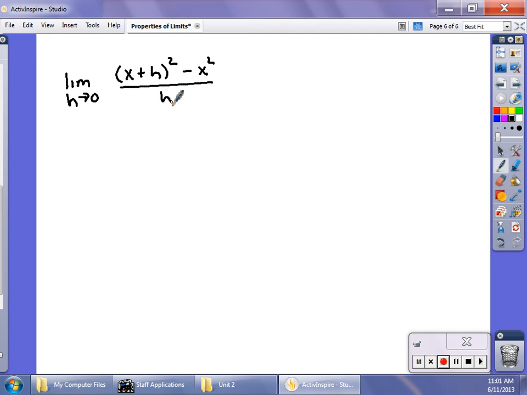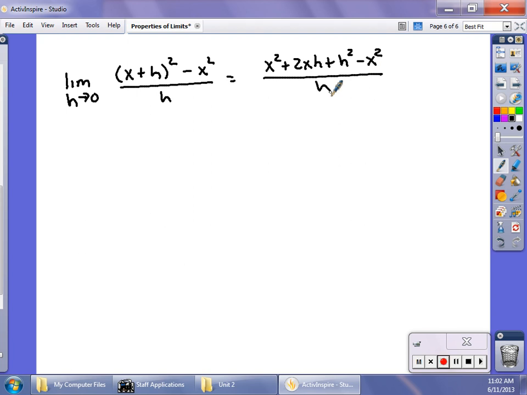Again, the biggest mistake is people don't know how to square this binomial. So whether you know the square pattern on the binomial or whether you have to write it down twice and FOIL it out, that's up to you. I think it's easiest if you know the square pattern. So it's going to be x squared plus 2xh plus h squared minus x squared over h.